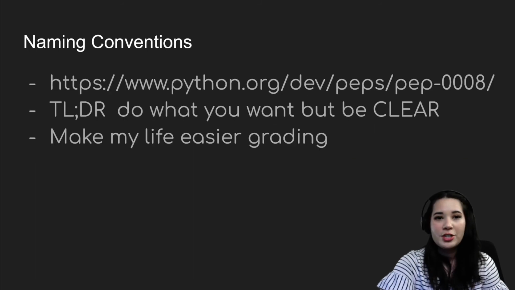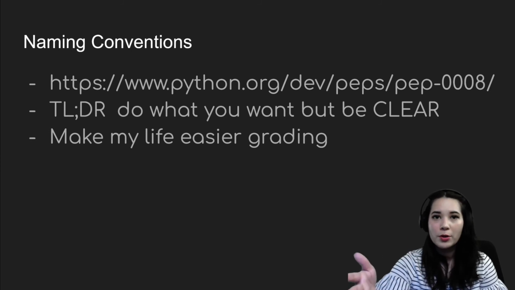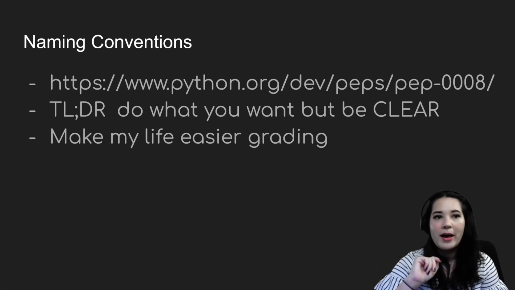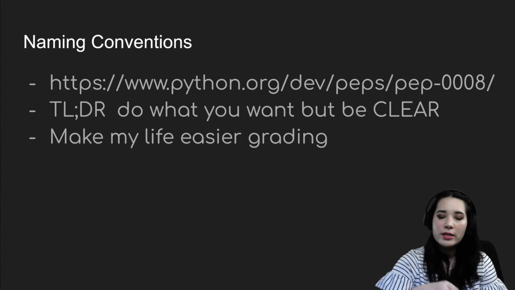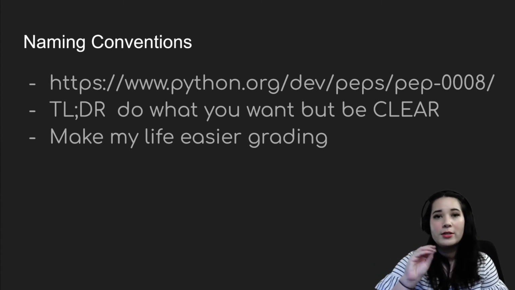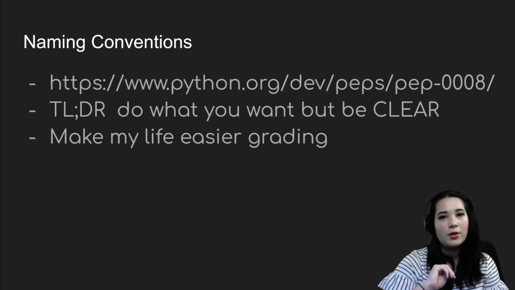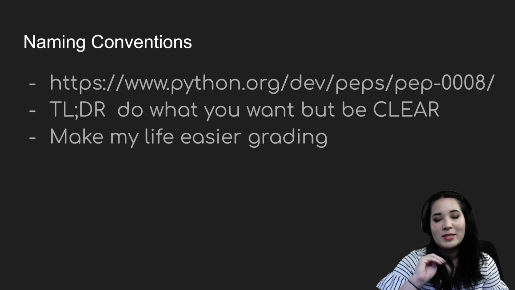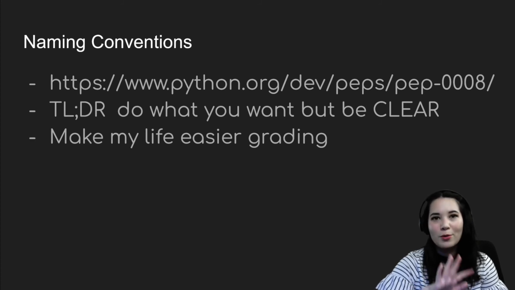For more information on how to better name your variables in line with how professional programmers do, check out this PEP8 naming convention website. The TLDR here is name your variables whatever you want, but make sure they're clear. Remember, it's really important for scripts and code to be understandable by you and by other people later on. And specifically in this class, make sure that your variables are easy to read for me because it makes my life so much easier when I am grading your code.